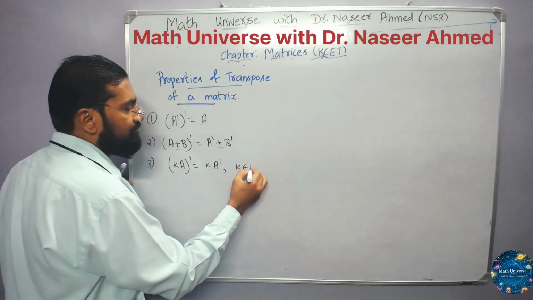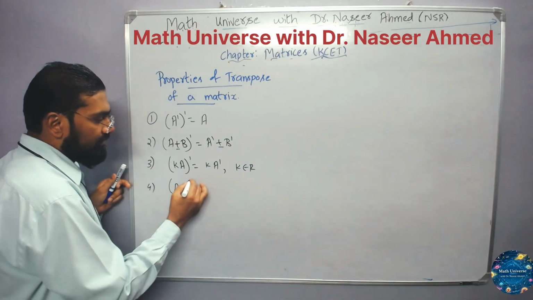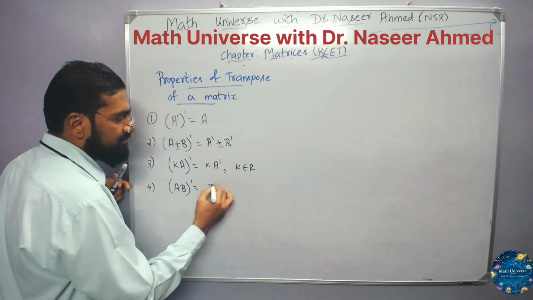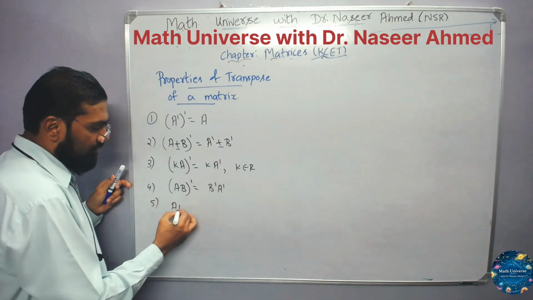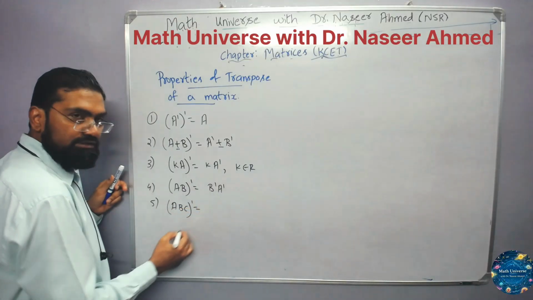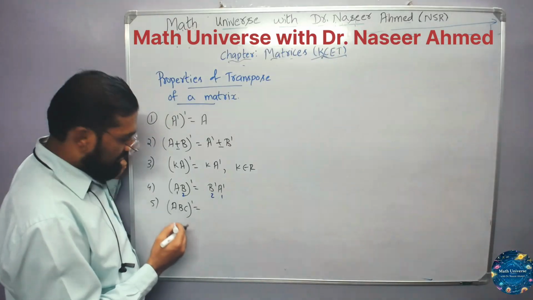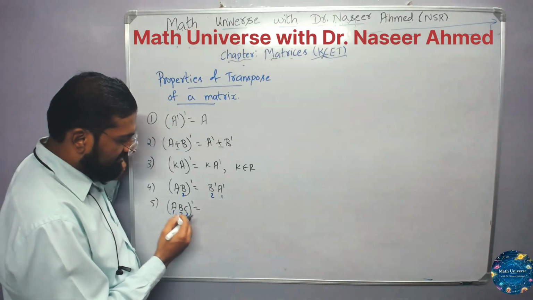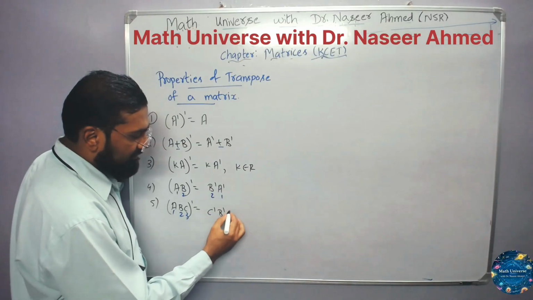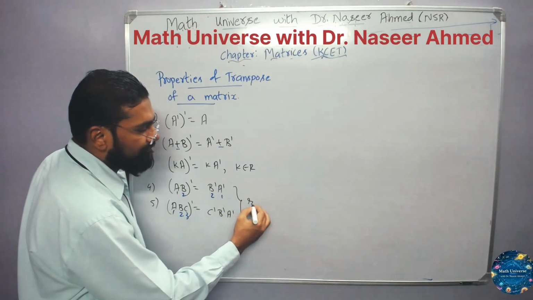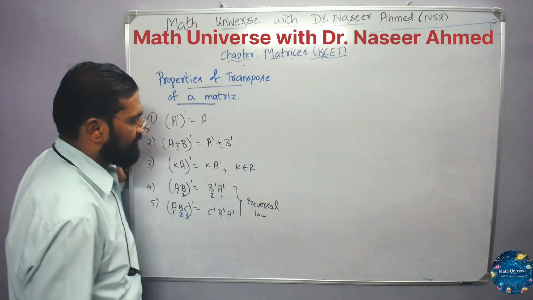So k is any real number. Next, if I take the transpose of a product, the order will change: B transpose into A transpose. Similarly, if I have 3 matrices A, B and C and I take the transpose, see, in the earlier case the first matrix was A, the second was B, so it became second and then first. Now A is the first matrix, B the second and C the third, so it will change the order: third matrix, second matrix and then first matrix. This we call the reversal law. It is just going to reverse the matrices.